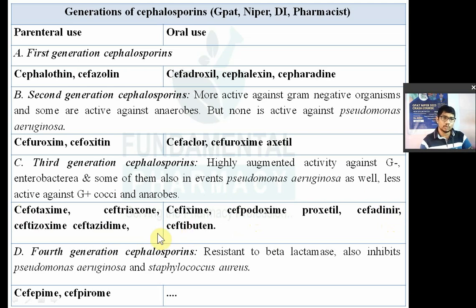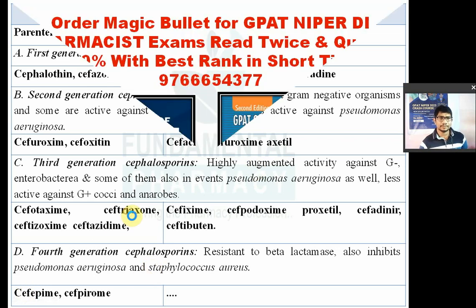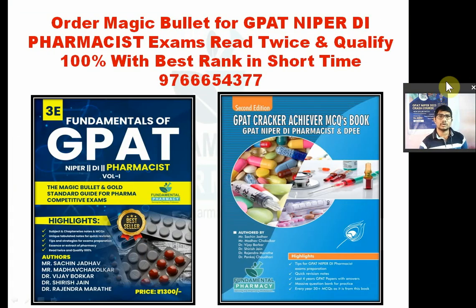Fourth generation cephalosporins are resistant to beta-lactamase and also inhibit Pseudomonas aeruginosa and Staphylococcus aureus. They are cefepime and cefpirome. So fourth generation cephalosporins are only injectable cephalosporins. तो फर्स्ट जनरेशन, सेकंड जनरेशन, थर्ड जनरेशन में इंजेक्टेबल भी होते हैं, ओरल भी होते हैं, लेकिन फोर्थ जनरेशन सिर्फ इंजेक्टेबल है.